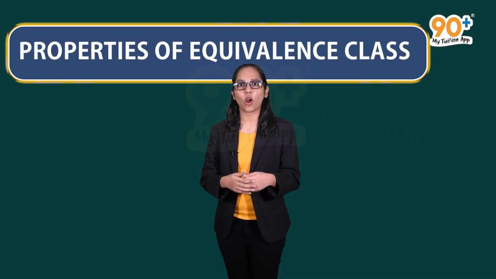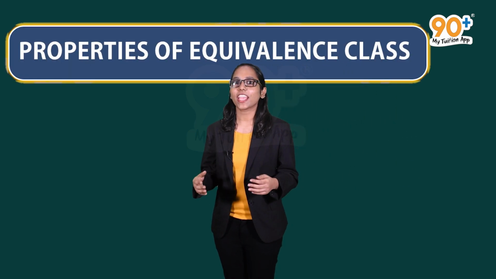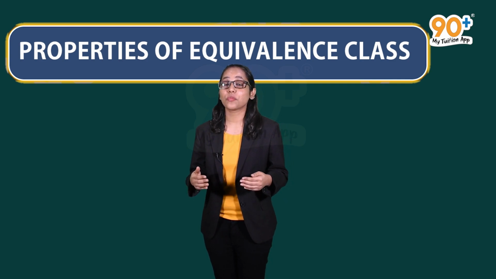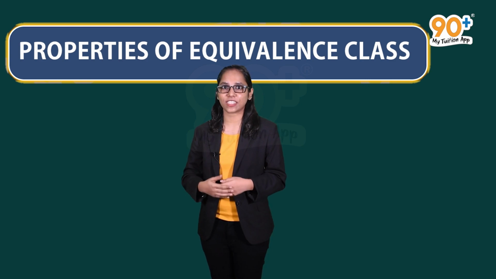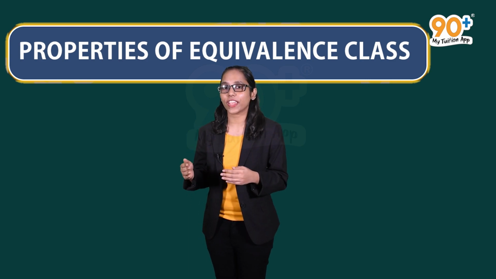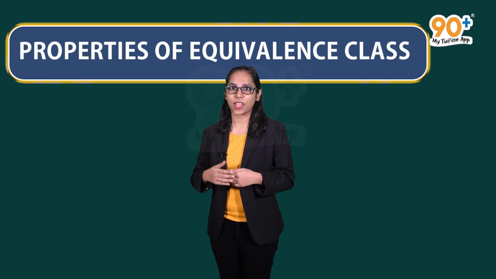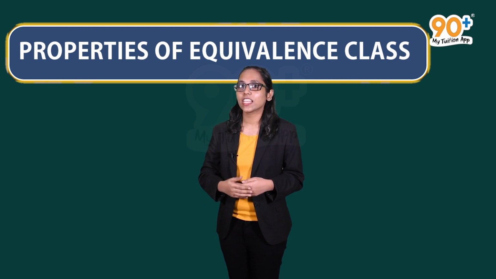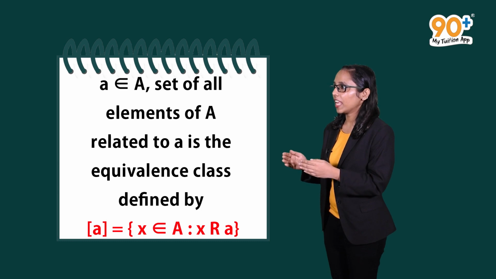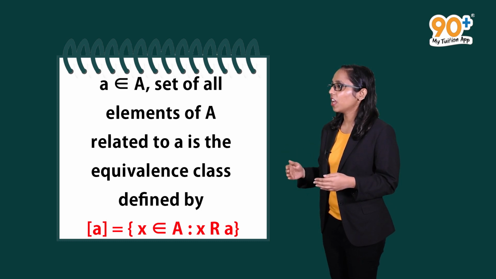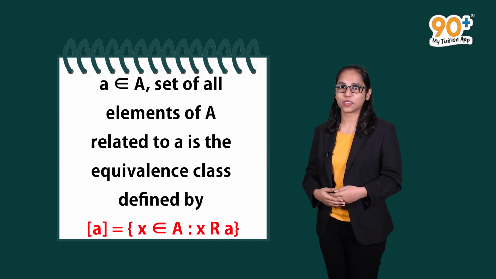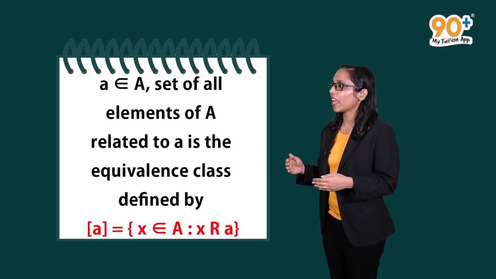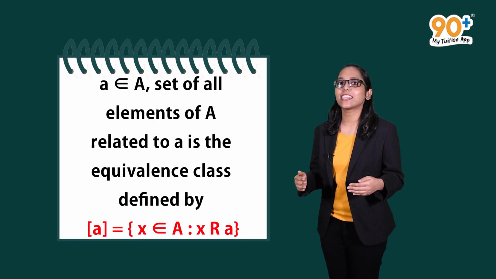Now let's move on to the properties of equivalence class. Equivalence classes divide set A into mutually disjoint sets. That is, we cannot see intersection between the sets. That is, if we take the union of the equivalence classes, we will get set A. Now let's move on to the definition of equivalence class. That is, suppose a is an element of A, then the set of all elements of A related to a is the equivalence class, and it is defined by the equivalence class of a equal to the set of x an element of A such that x is related to a.